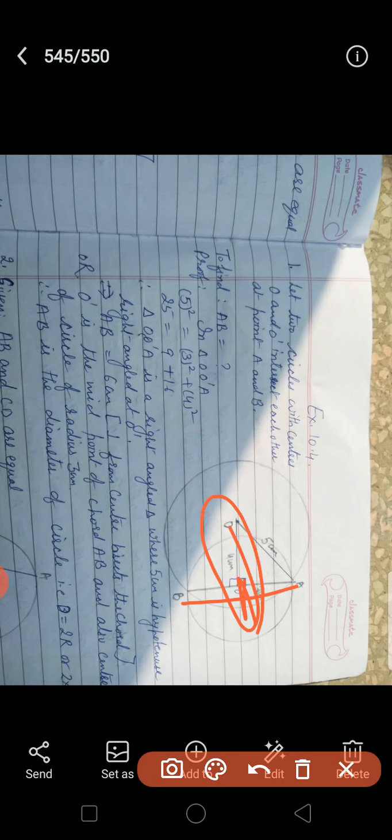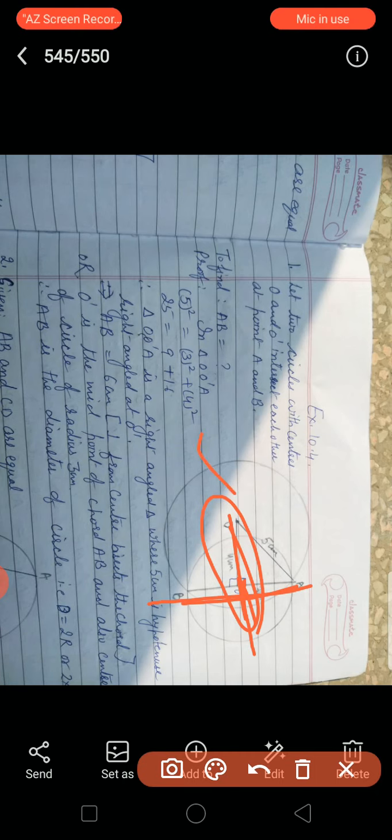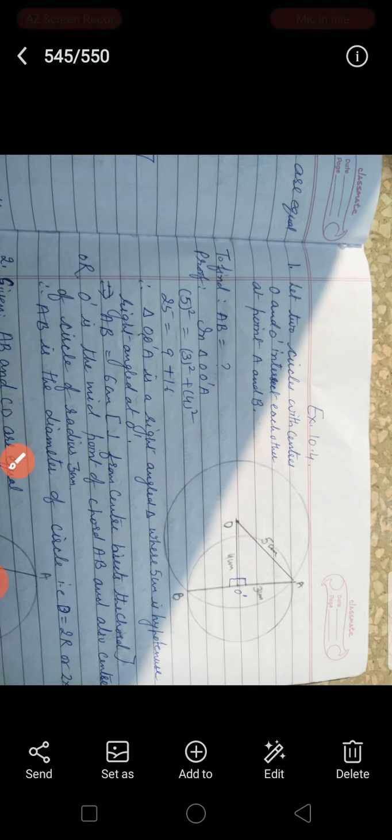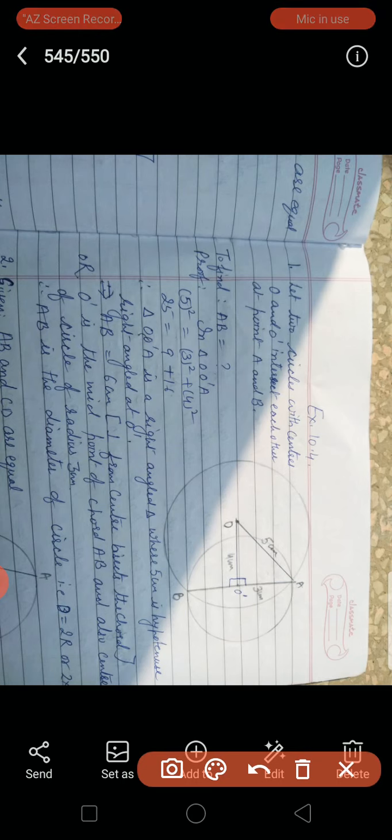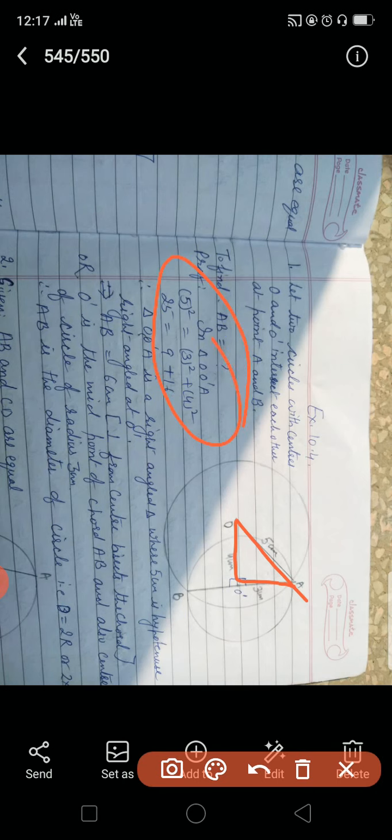O dash lies on AB and it is the perpendicular bisector. So here you know that 5, 3 and 4 are the sides of the triangle that formed here, the triangle O dash and A having sides 5, 3 and 4. We know that these are the Pythagorean triplets. According to the Pythagorean triplets, the sum of the squares of the smaller two sides is equal to the square of the third side, and it is proved here, right? 5 square is 25 and the sum of 3 square and 4 square is also 25.